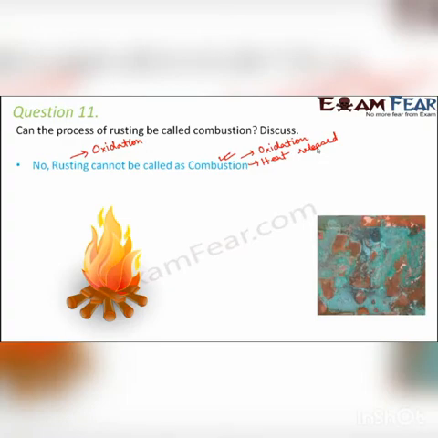So if you compare these two processes, when you burn wood, a lot of heat is released. Light is also released. So this is combustion. But if you look at the rusting of copper, there is a formation of an additional greenish layer due to the formation of rust, but there is no heat released during the process. Therefore, rusting cannot be called combustion, mainly because no heat is produced during rusting.